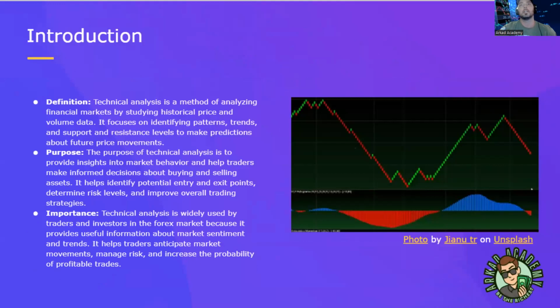So technical analysis is a method of analyzing financial markets by studying historical patterns. Volume data focuses on identifying patterns, trends, support and resistance levels to make accurate predictions about future price movement. The purpose is to provide insights into market behavior and help traders make informed decisions about buying and selling assets. It helps identify potential entry and exit points, determine risk levels, and improve overall trading strategies.